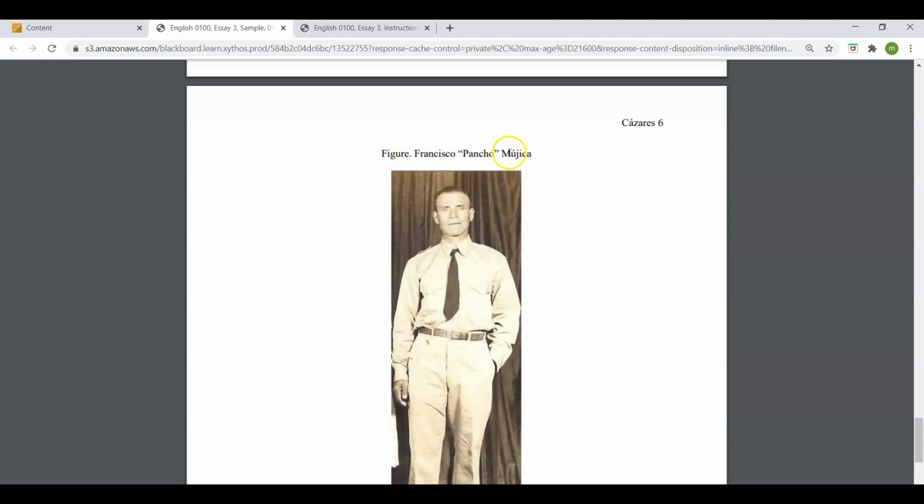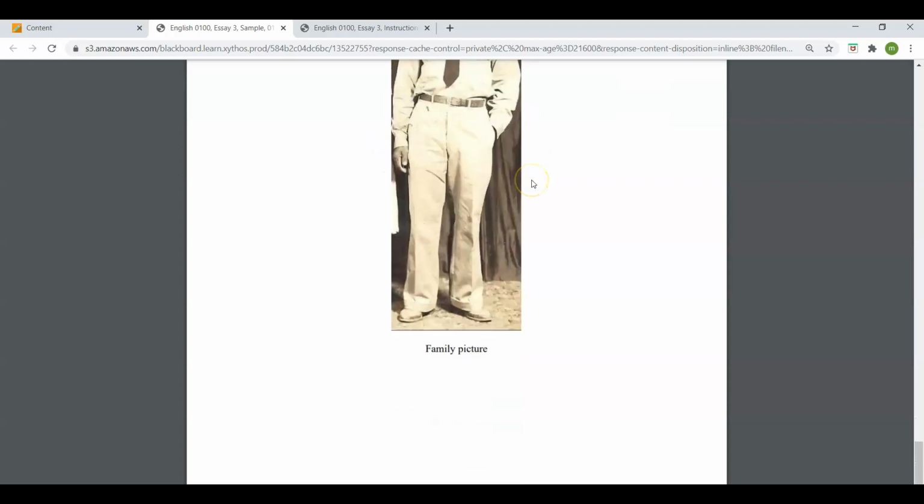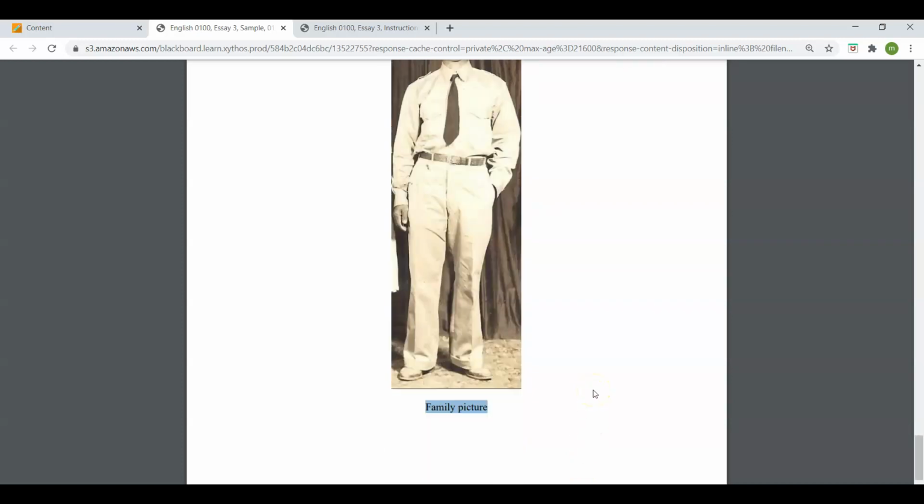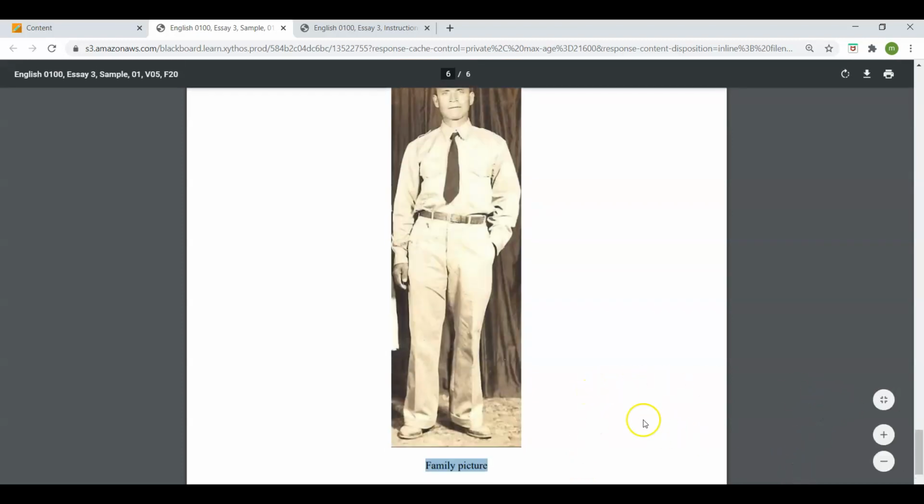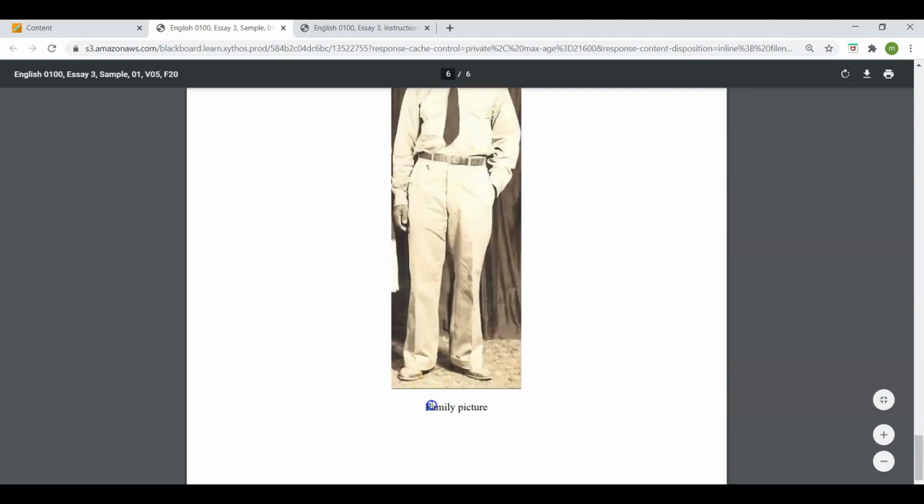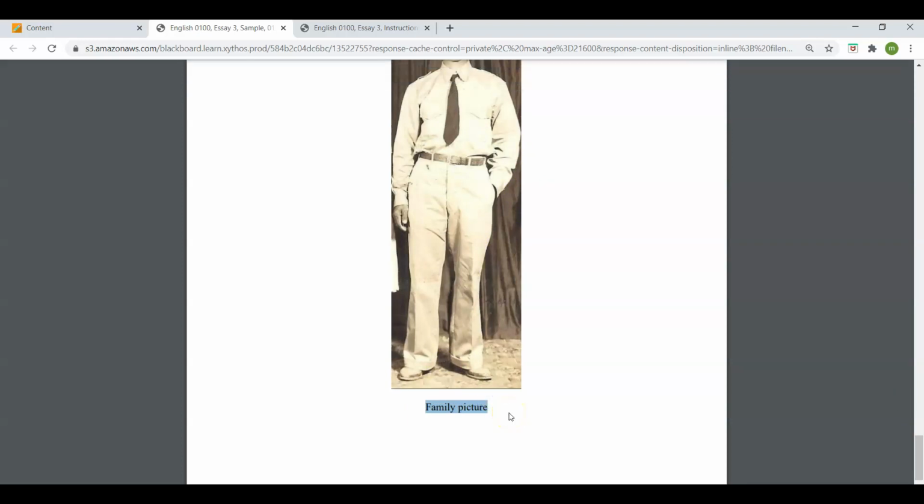But feel free to add a little more detail than I did, but I don't know when this was taken. So I just put Francisco Pancho Mujica, that's the title, right? Figure, and then the descriptive title, there it is. And then here's my explanation, family picture. Now imagine that I had put a graph or a chart or something from a website. Then it would have said figure, the title of the graph or chart, and then over here it would have said www dot blah, blah, blah. Right? But in my case, I just explained in the shortest, briefest way possible, family picture.